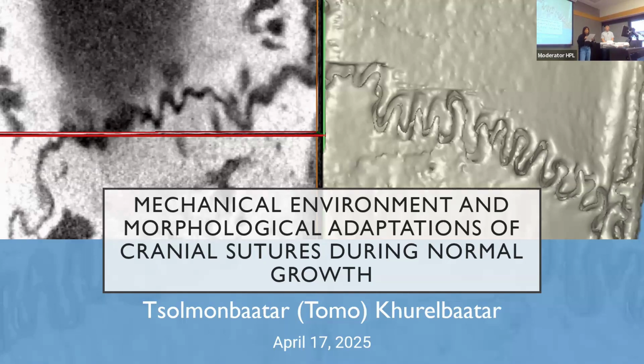Most recently, he earned his PhD degree in mechanical engineering from the University of Alberta in 2024 with a dissertation focused on the mechanical environment and morphological adaptations of cranial sutures during normal growth. In his PhD, he was supervised by Dr. Dan Dominic. A fun fact about Tsom is that he's lived, studied, and worked in 4 different countries, moving across borders with his family 5 times and even crossing oceans 3 times along the way. His talk today is titled Mechanical Environment and Morphological Adaptations of Cranial Sutures During Normal Growth.